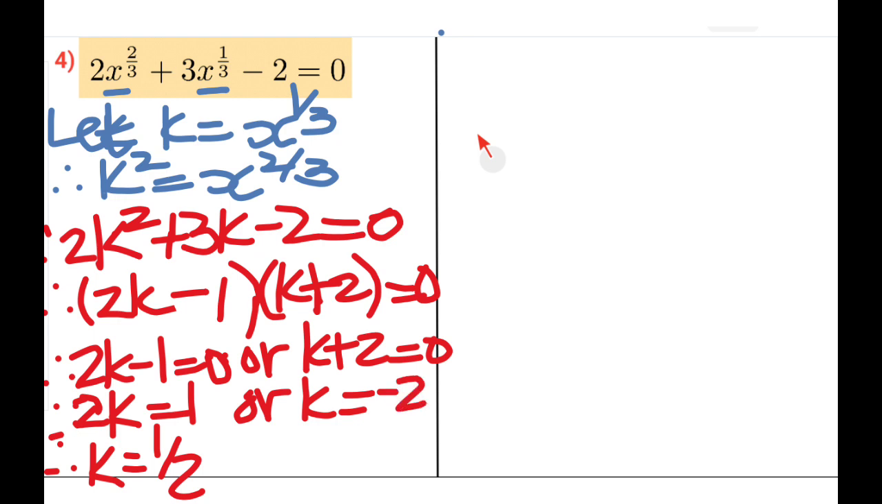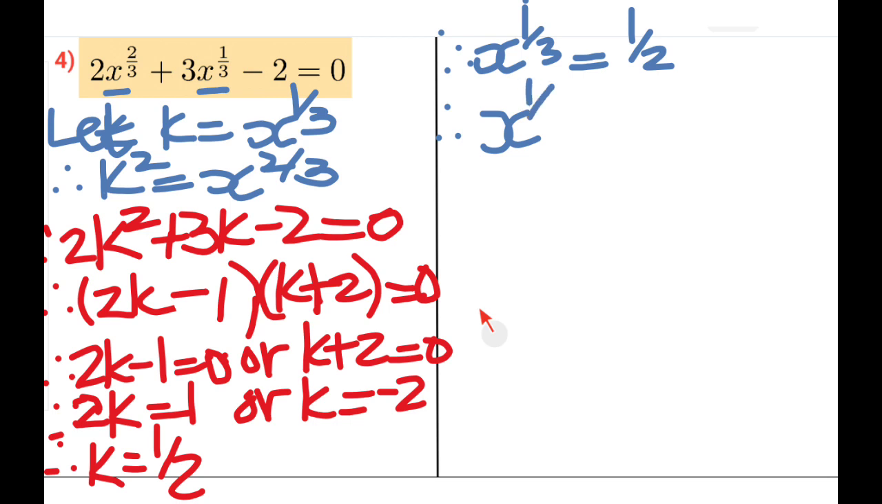Now, don't forget, we're not solving for k, we're solving for x to the power of 1 over 3. Therefore, it means that x to the power of 1 over 3 is equal to, that's one scenario, 1 over 2. Now we'll raise that to the power of 3, to get rid of the fraction.